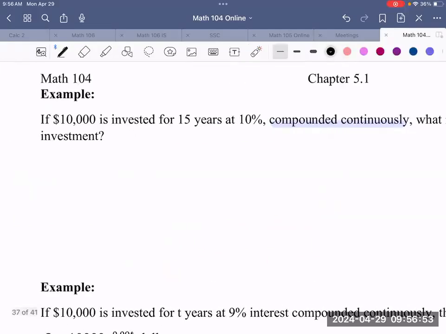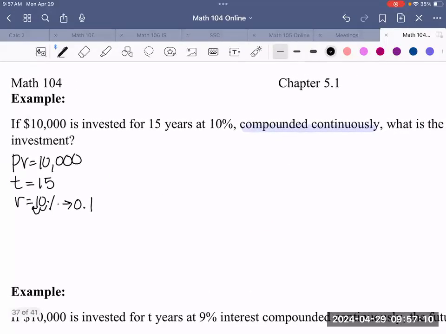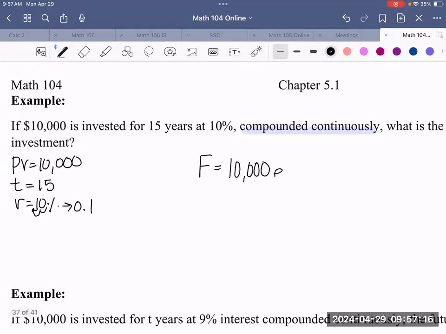So they have told us we have a $10,000 investment. Your t is 15 years. Your rate is equal to 10%. Moving that over to decimal places, we get 0.1. We are compounded continuously. So that being said, we have F is equal to $10,000 e to the 0.1 times 15. That'll get us to some value.